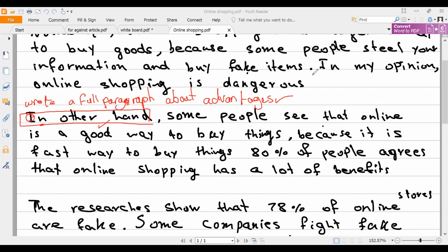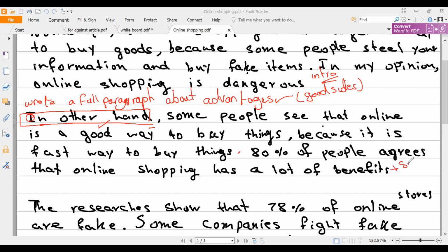This is your introduction, okay? After the introduction, you will write a full paragraph about the good sides of online shopping, and this is what you didn't do. Then you can say, "On the other hand, some people see that online shopping is a good way to buy things because it is a fast way to buy things." Full stop. "80% of people agrees that online shopping has a lot of benefits."